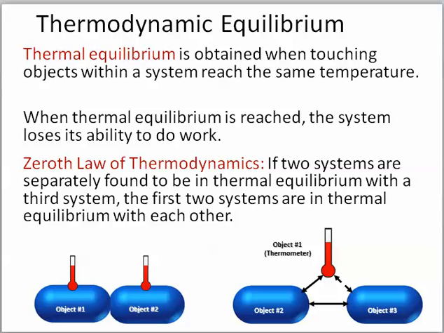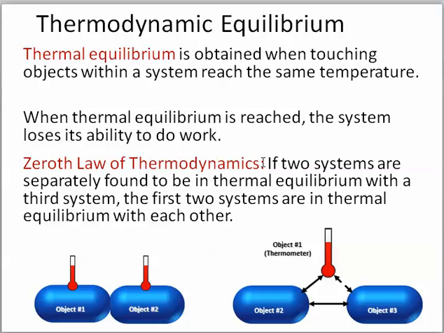Thermodynamic equilibrium is obtained when touching objects within a system reach the same temperature. So kind of that hand and that neck, as we said earlier, if you felt no heat coming off of the neck or from the hand, you'd have thermal equilibrium. Right? They're at the same temperature. When thermal equilibrium is reached, the system loses its ability to do work. There's no energy going to be transferred. So without that energy being transferred, there's no way work can be done because work is energy.